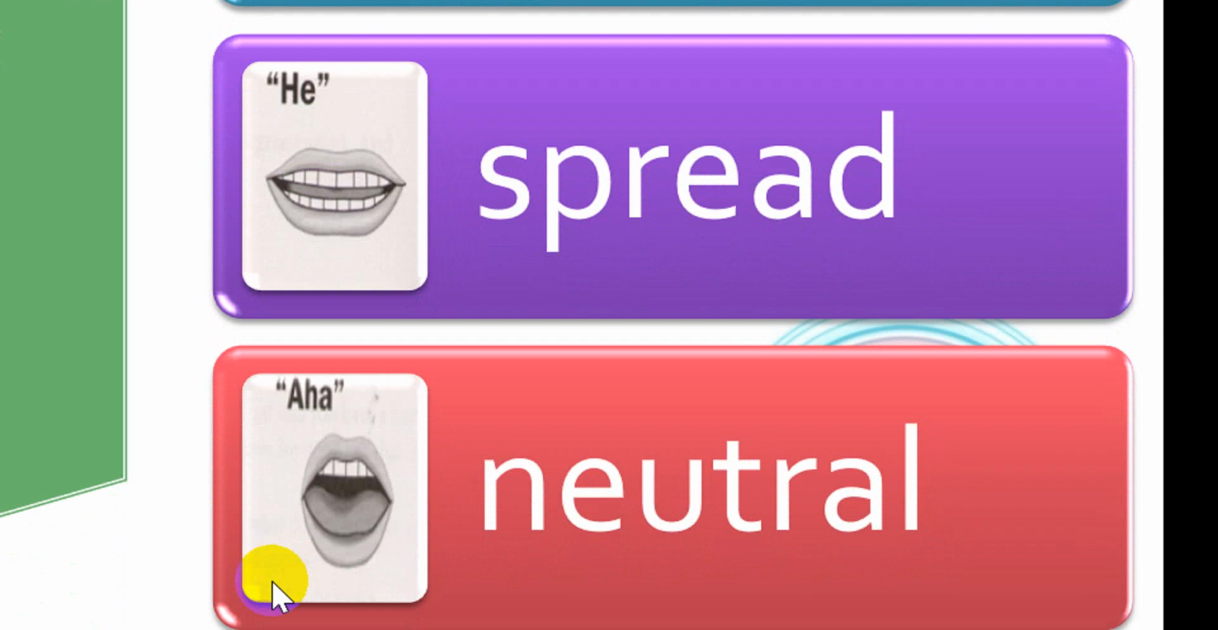The last one, we can also produce neutral, which belongs to unrounded vowels. When you produce the word aha, your lips or mouth seem to be in a neutral position.